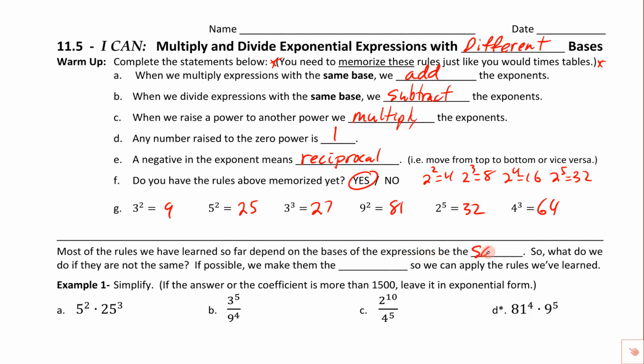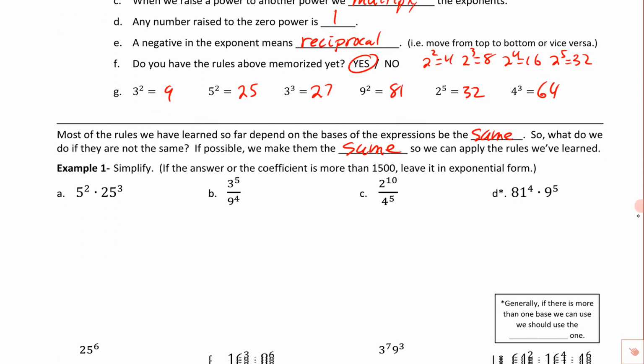Now, most of the rules that we've learned so far depend on the bases of the exponential expressions being the same. It all depended on those bases being the same. So what do we do if they're not the same? What if we're multiplying two exponential expressions and they don't have the same base? Or we're dividing two exponential expressions and they don't have the same base? Well, if it's possible, we make them the same. We make them the same so we can apply the rules that we've learned. The rules only work if they have the same base here. So we make them the same so that we can apply those ideas.